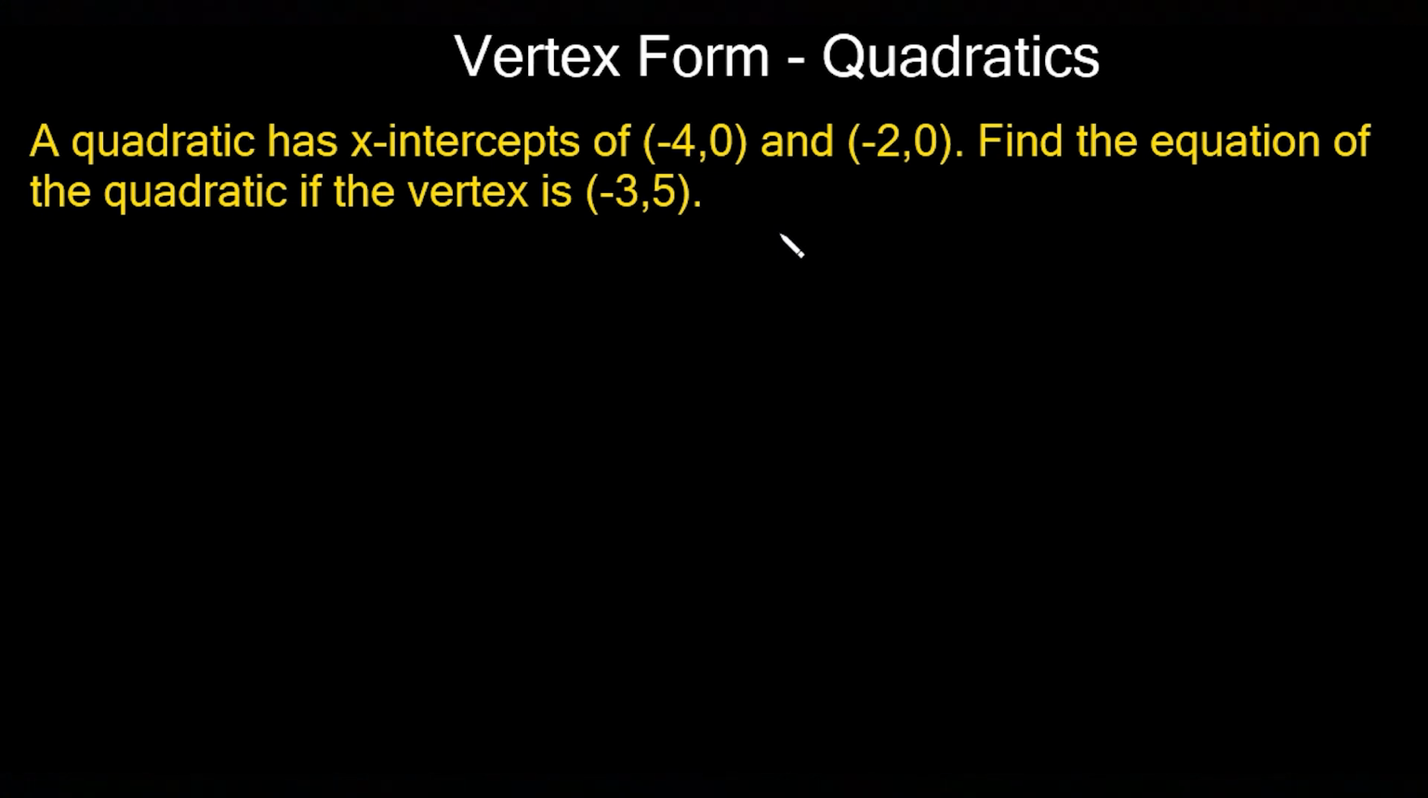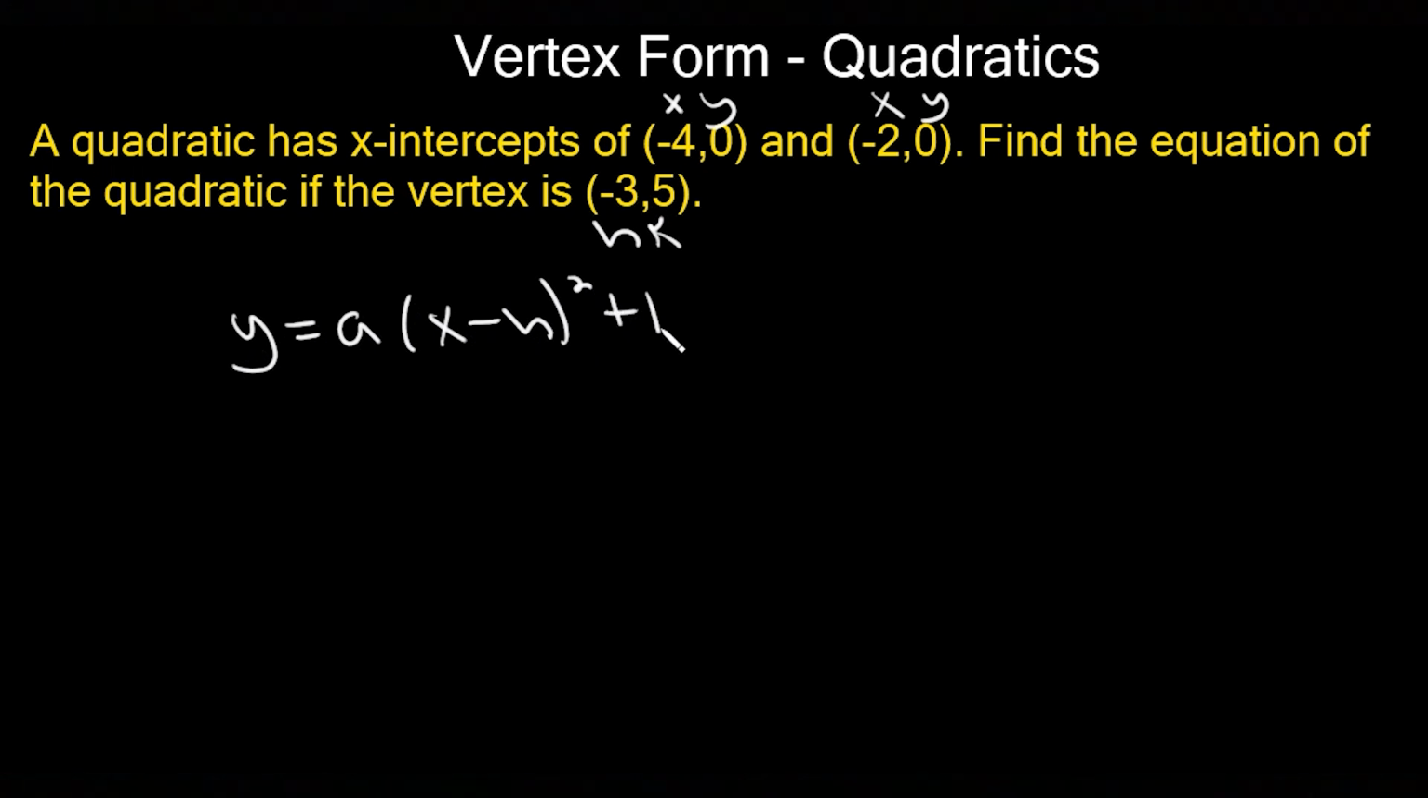So again, these x-intercepts are representing any point on that quadratic. So for example, this is x, this is y, this is x, this is y. And then again, my vertex is very specific. I want to call that h and k. So again, writing out the formula of a quadratic in vertex form, we have y equals a, (x minus h) squared, and then plus k.